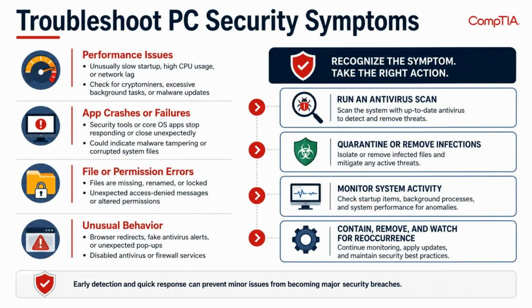Performance issues show up as unusually slow startup, high CPU usage, or network lag. Check for crypto miners or excessive background tasks. App crashes or failures, where security tools or core OS apps stop responding, could indicate malware tampering or corrupted system files. File or permission errors show up as missing, renamed, or locked files, or unexpected access denied messages.